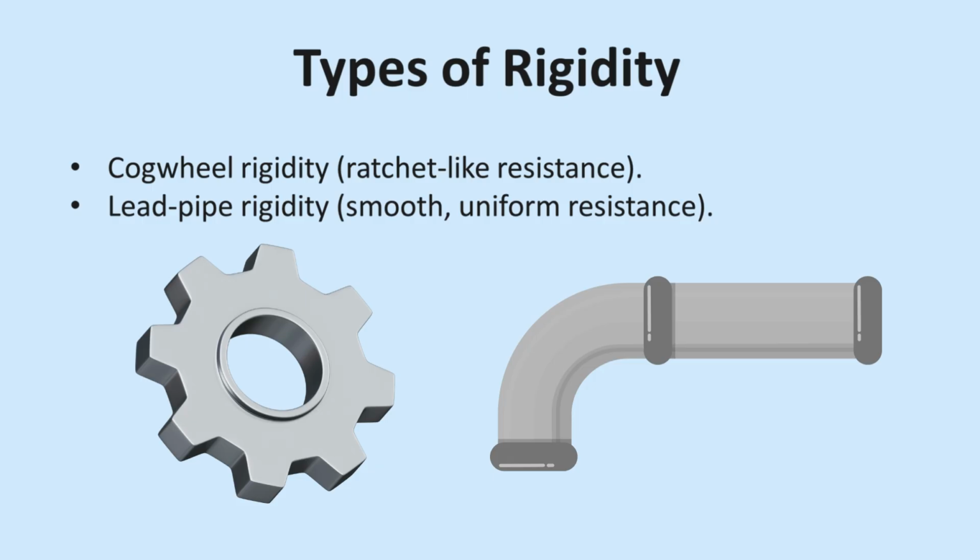Now, let's explore the types of rigidity. This slide distinguishes between cogwheel rigidity, which is characterized by a ratchet-like resistance, and lead pipe rigidity, which is a smooth, uniform resistance throughout the range of motion. The images of a cogwheel and a pipe help visualize these different types of resistance. Understanding these distinctions is important for accurately assessing and describing rigidity in patients.